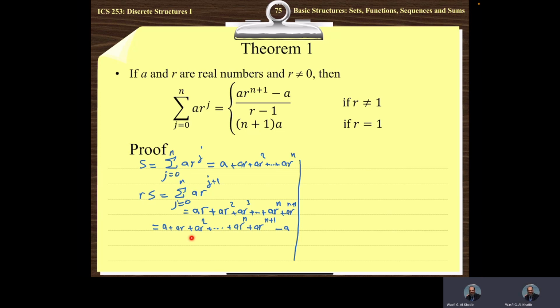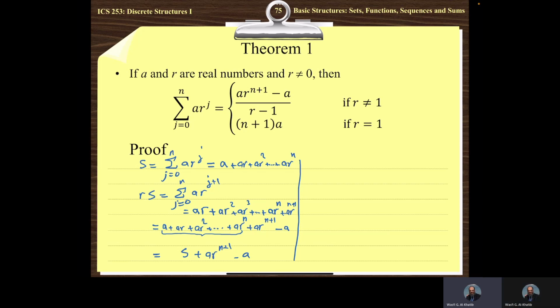So now you have this is equal to rS, right? And what about these first terms? What is this, by the way? Isn't this the same S? So I can say that this is equal to S plus a r to the power n plus 1 minus a. Right or not?